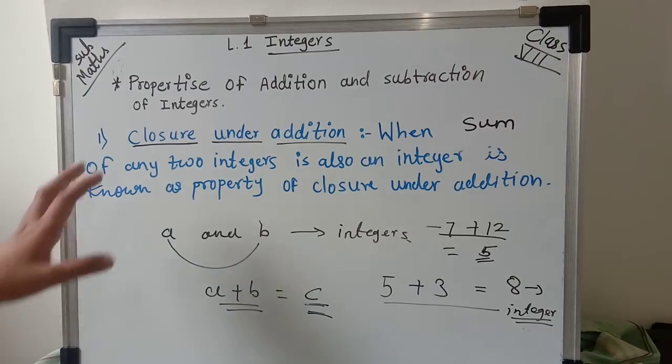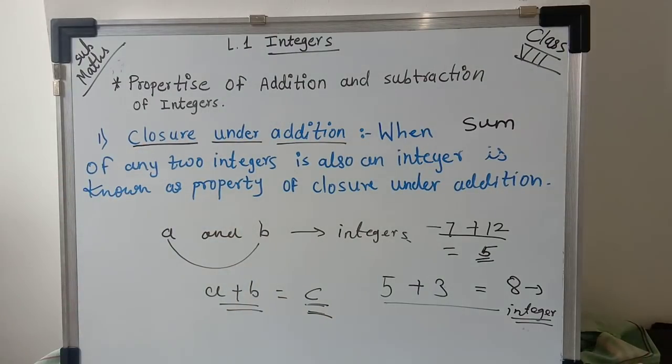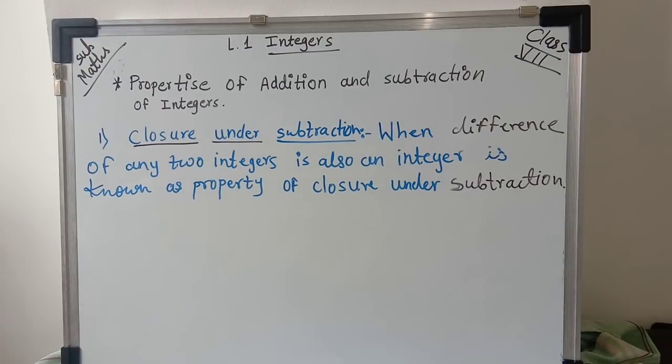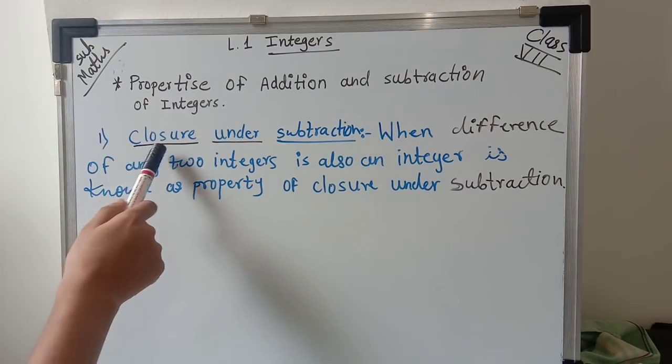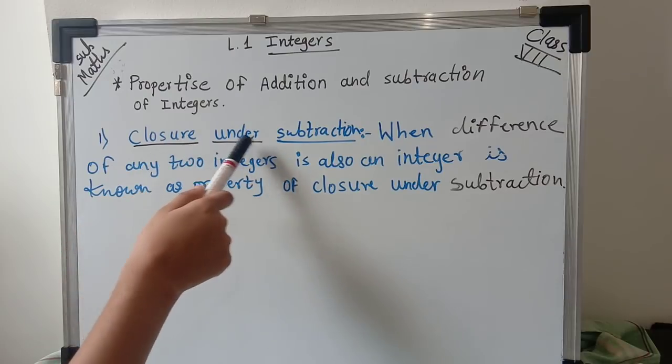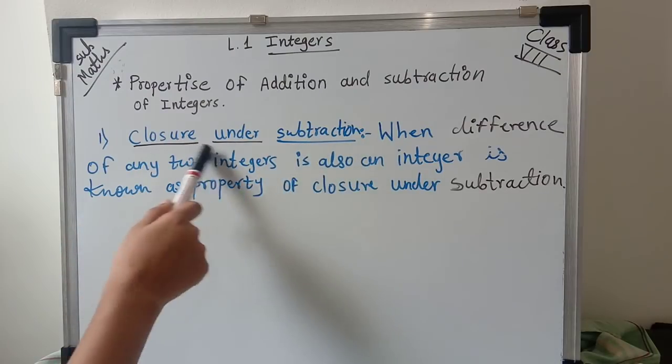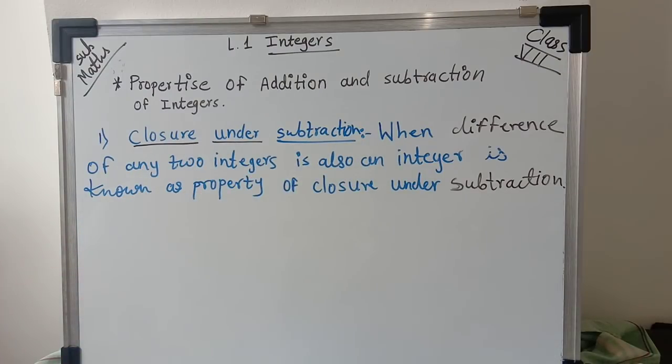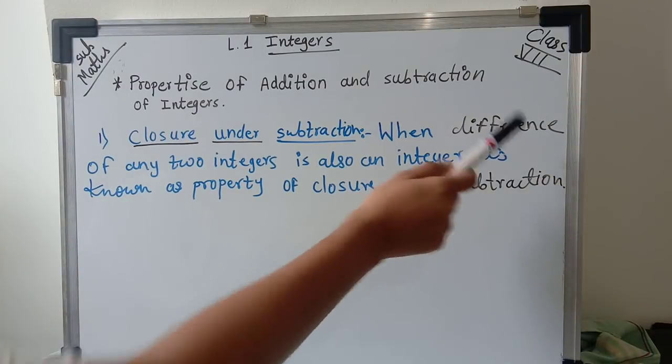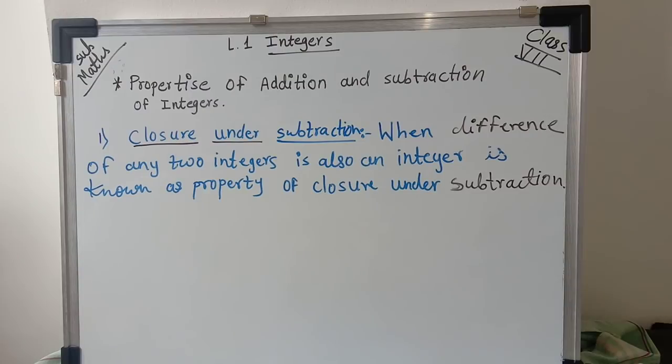Now let's see the same property for subtraction. Here we are going to learn the same property, closure under subtraction. This property is for subtraction, so closure under addition and subtraction. Here also the same thing: when the difference of any two integers is also an integer, that property is known as closure under subtraction.